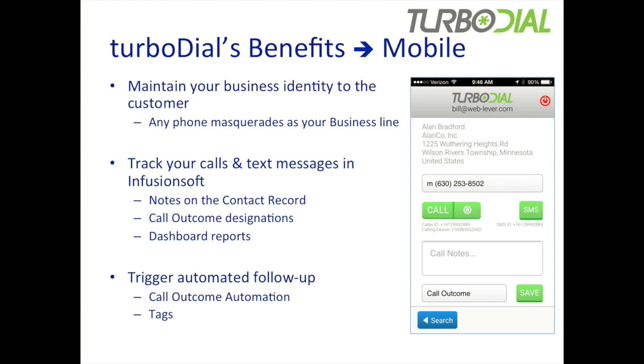So the benefits of turboDial are now available in a mobile version. You can maintain your business identity to the customer so that any phone now masquerades as your business line. You can track your calls and text messages automatically in Infusionsoft. It puts notes on the contact record. You can designate the call outcomes. You can see your dashboard reports reflecting your mobile calls. And you can trigger automated follow-up after a call using call outcome automation and tags.